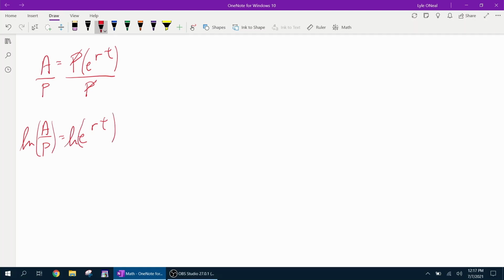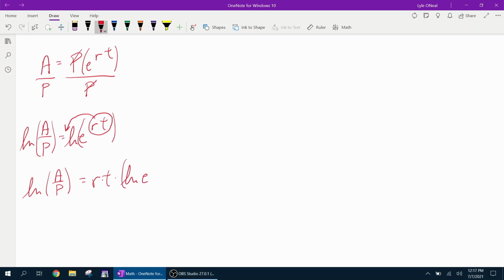Now, why that's necessary is because once you have the equation in terms of logs, you can access the properties of logarithms. And one of the properties we talked about was the power rule, which says that you can bring the exponent down to the front of the log. So this would give us natural log of A over P equals rt, remember that's multiplication, r times t, times the natural log of e.